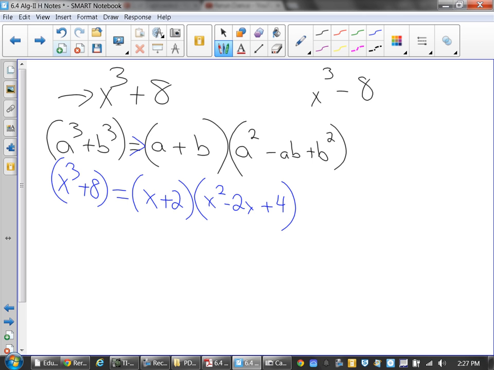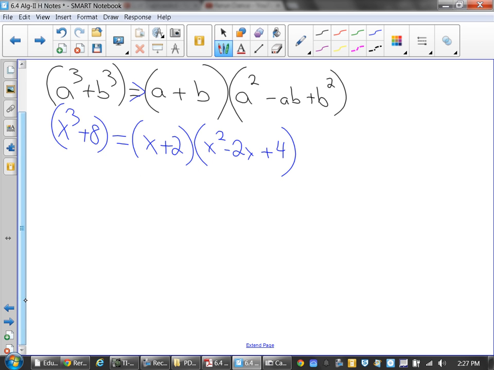So when you have these two patterns, you have the factored form of this, a plus b, a squared minus ab plus b squared. And then when you do that with the subtraction, I'm going to change this to a different number. I'm going to change it to x cubed minus 27. Is it okay to change it to that? That way you don't get pigeonholed into the 8s.